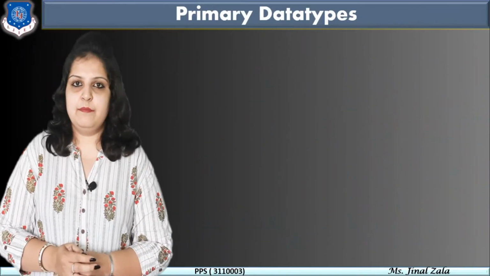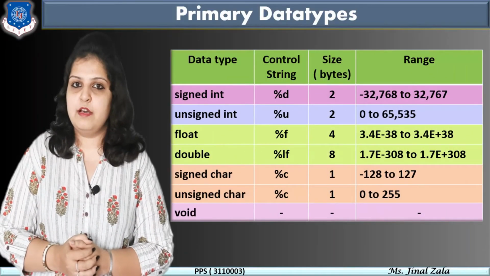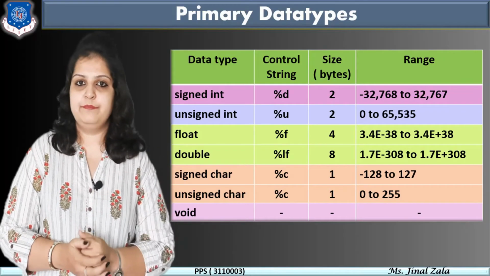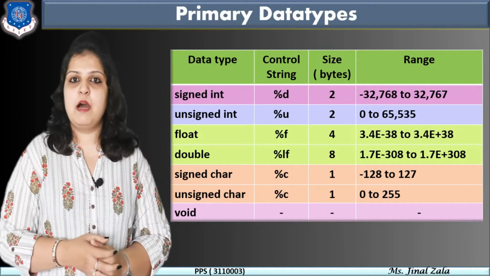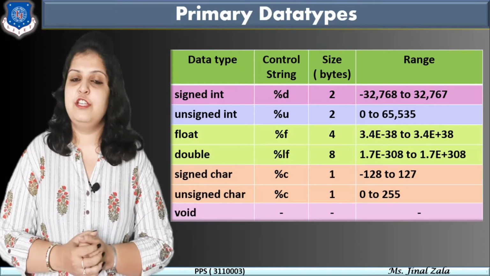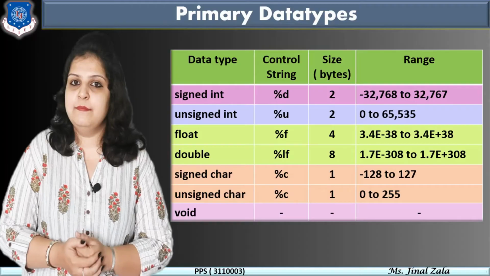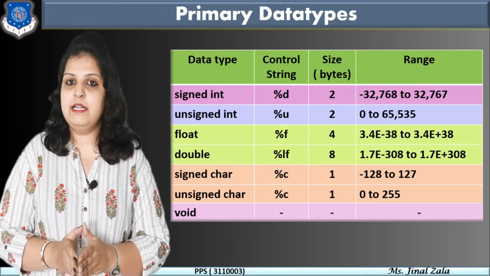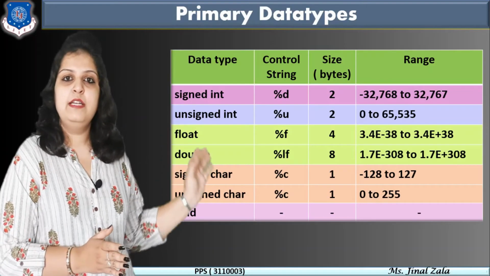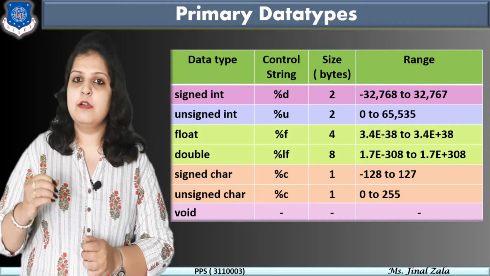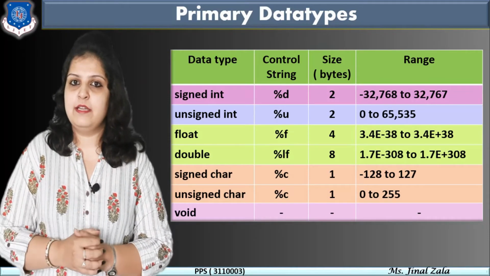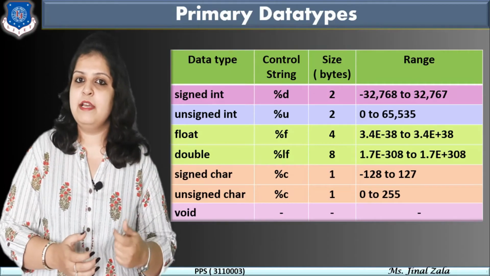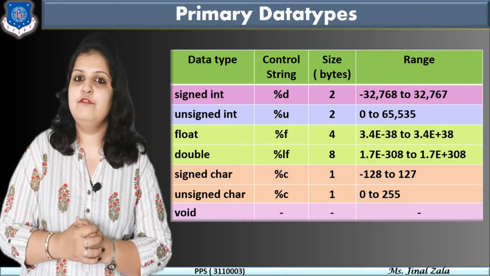Now let's see the table. We have to remember this table, because if you want to write any program using primary data types, then you need knowledge about the data type's name, then the control string, then bytes, meaning size in memory, and last the range. Now what do you mean by bytes? When we declare a variable using any data type, the compiler will allocate some memory for that particular variable. For all these different data types, the memory in bytes is different, so we have to remember this.